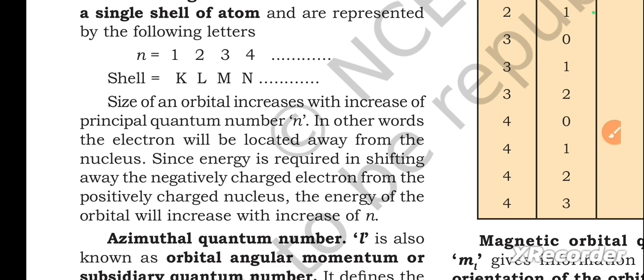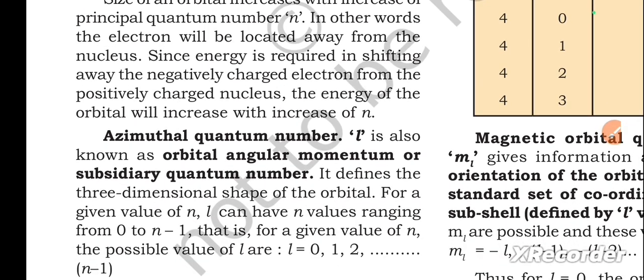Size of an orbital increases with the increase of principal quantum number n. In other words, the electron will be located farther away from the nucleus. Since energy is required in shifting the negatively charged electron away from the positively charged nucleus, the energy of the orbital will increase with increase of n.